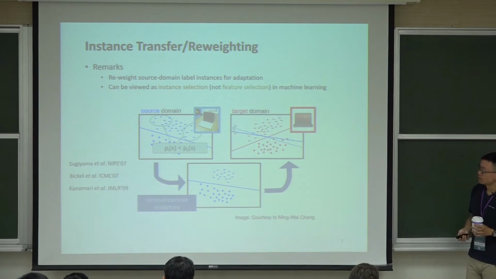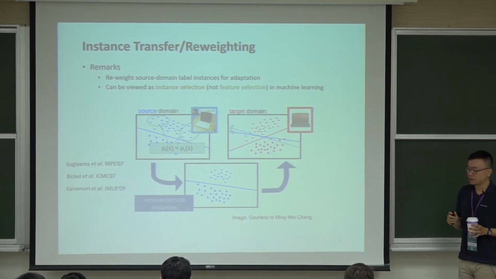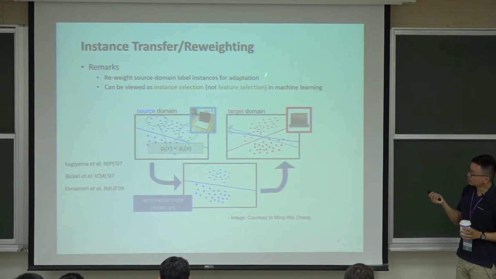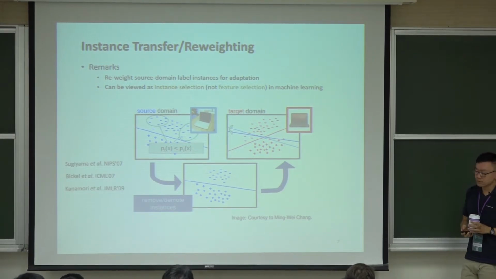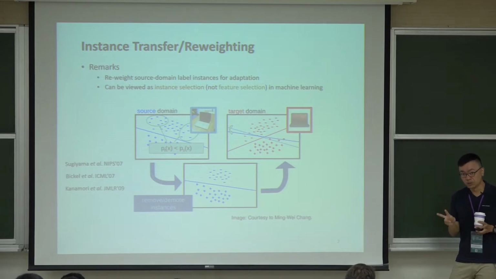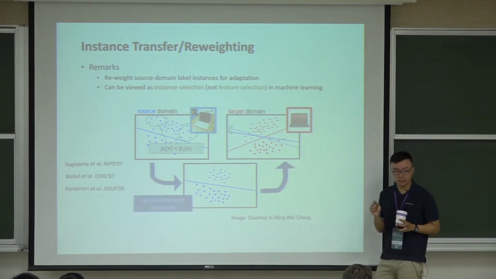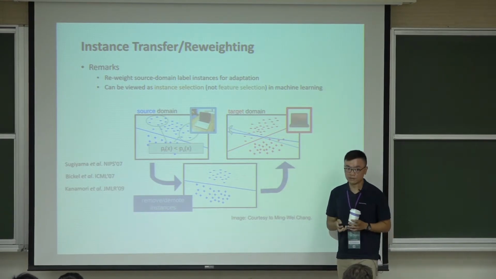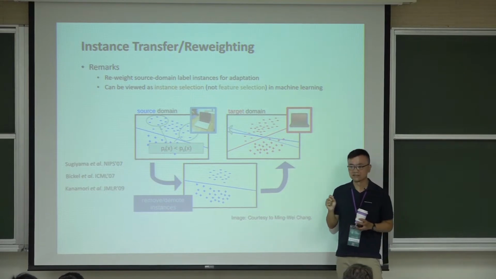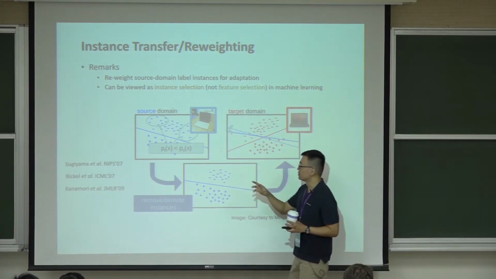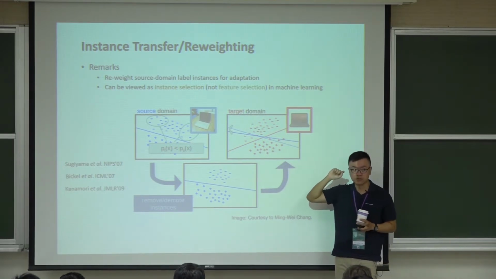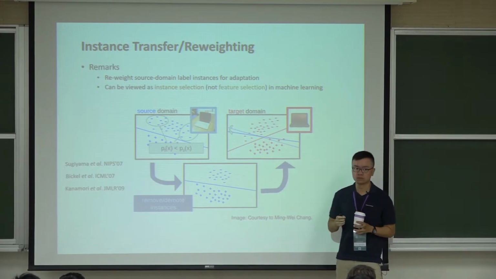Okay, so I think we can skip the first few slides because we just went through this in the first lecture. The first one is instance transfer. There's one more thing I should emphasize: for instance transfer, there are two ways to do so. You can do it the hard way or the soft way. The hard way is you simply select the instance to be transferred or not. And the soft way is to do data reweighting.